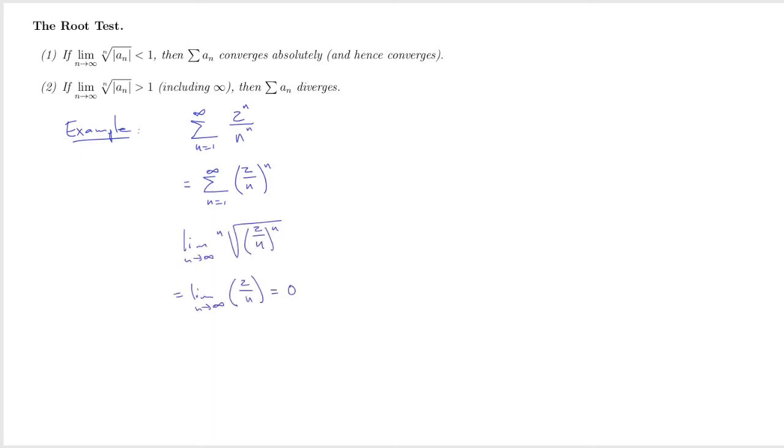Applying the root test, we take the limit as n goes to infinity of the nth root of these terms. So the nth root of 2 over n all to the n. And the nth root of something to the n is just the something. And so we get the limit as n goes to infinity of 2 over n, which is equal to 0. And since 0 is less than 1, we get that our original series, the sum n equals 1 to infinity of 2 to the n over n to the n, converges by the root test.